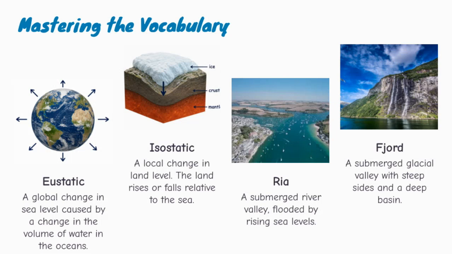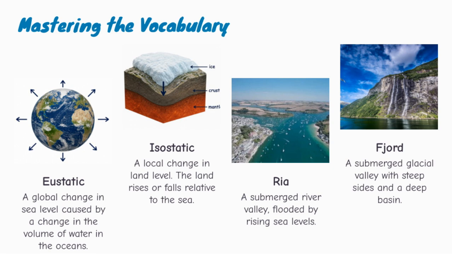Now let's master the key vocabulary. The first word is eustatic. Eustatic sea level change is a global change in sea level caused by a change in the volume of water in the oceans. For example, if ice sheets melt and add water to the oceans, global sea levels rise. That is eustatic sea level rise.